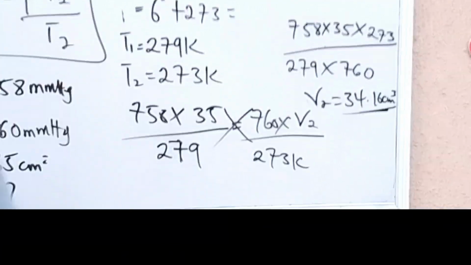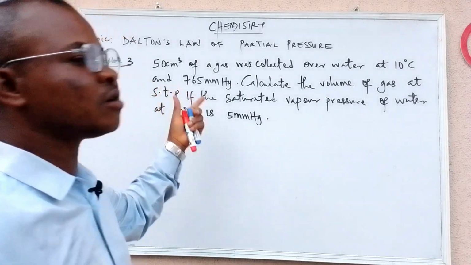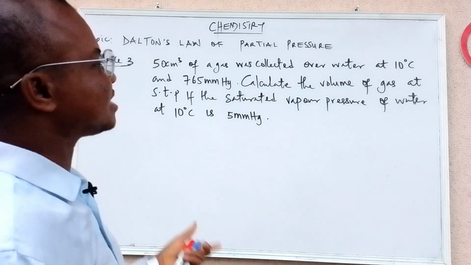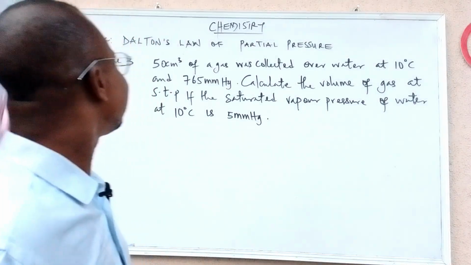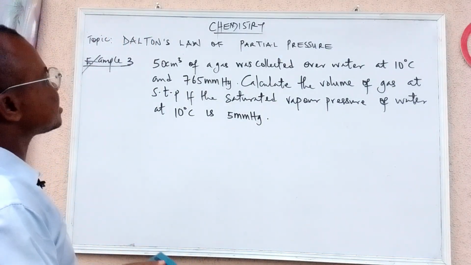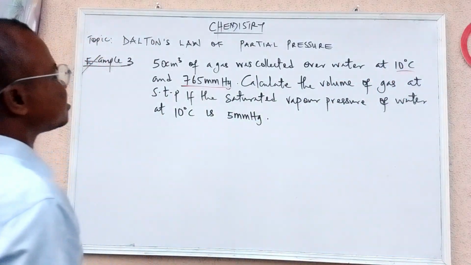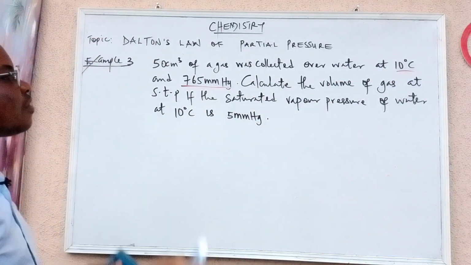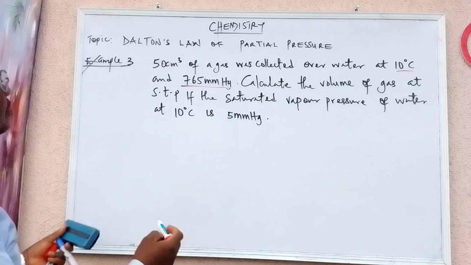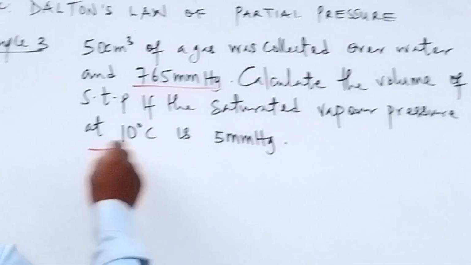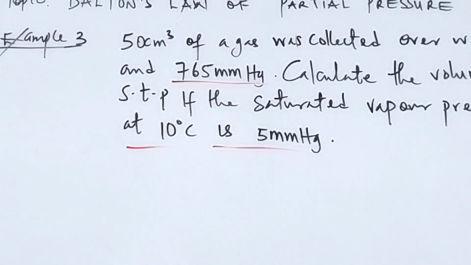Let's go to number 3 quickly. Example 3 says 50 cm3 of a gas was collected over water at 10 degrees C and 765 mmHg, coincidentally the same pressure. Calculate the volume of the gas at STP if the saturated vapor pressure of water at 10 degrees C is 5 mmHg.